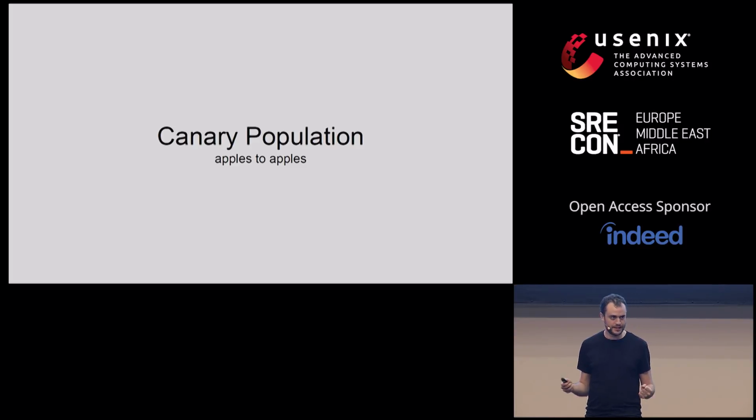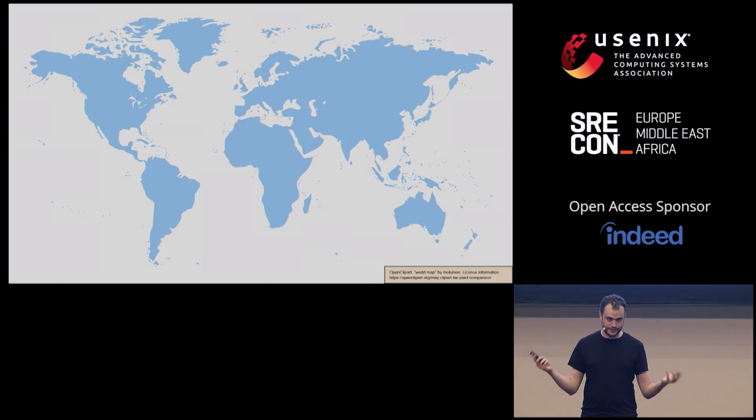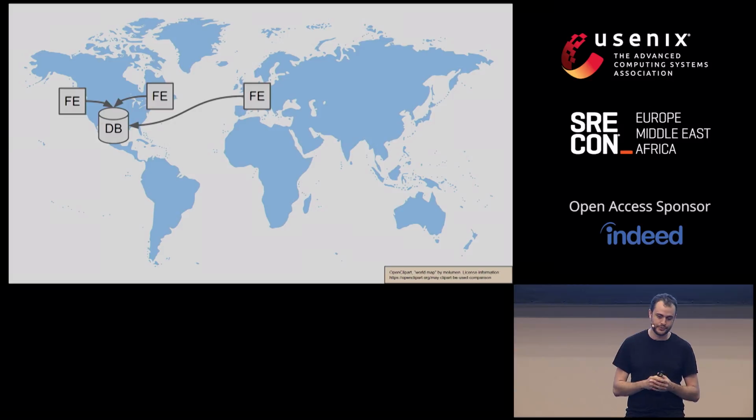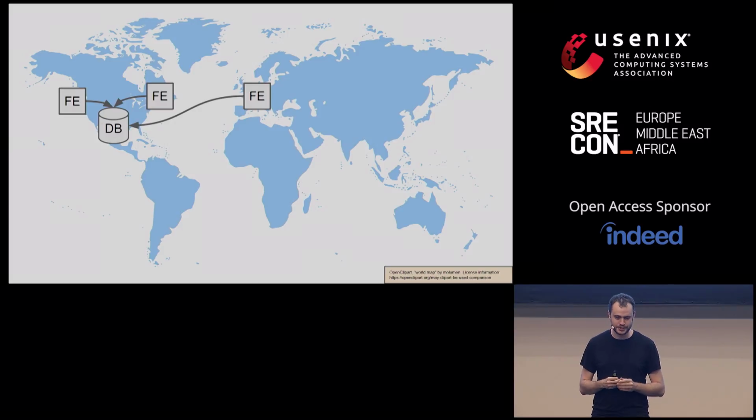So, canarying, A/B testing. You really want to compare apples to apples, except one of those apples has a new binary. So we have our beautiful blue planet. And on this beautiful blue planet, we have 3 front ends deployed in US West, US East, and Europe. And we have a database that is somewhere in North Mexico, I suppose. This is obviously a made-up service. No data center is this big.